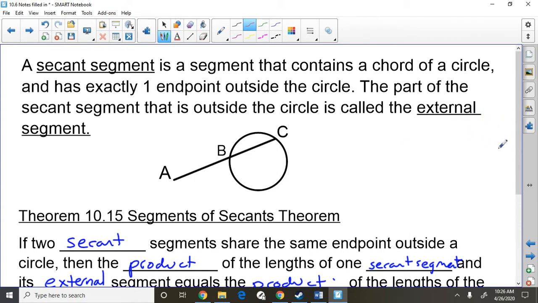A secant is defined as a line that intersects the circle in 2 points. A secant segment is a segment that contains a chord of a circle and has exactly one endpoint outside the circle. So here in this picture, AC is a secant segment. The part of the secant segment that is outside the circle here is called the external segment of that secant segment. So here I have secant segment AC with its external segment AB.